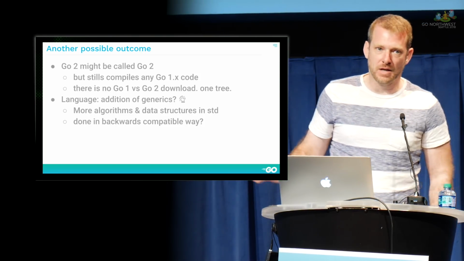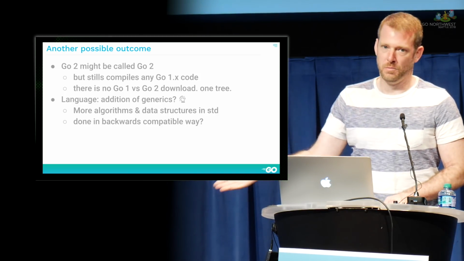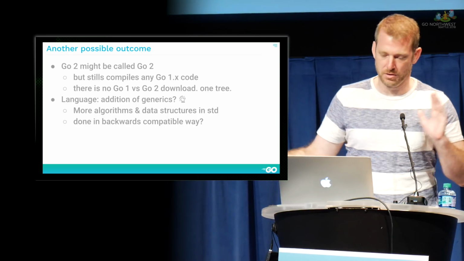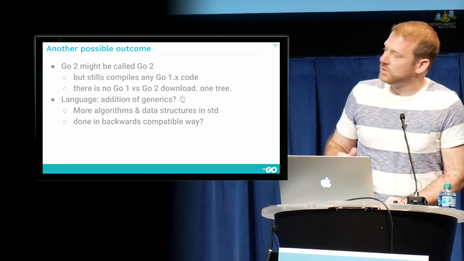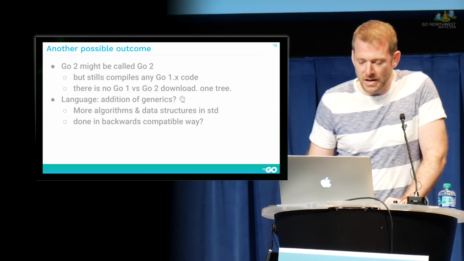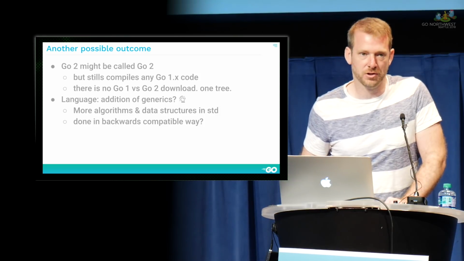Another possible outcome is we call it Go 2, and it still calls Go 1 code. We don't have separate downloads. I don't think we're ever going to have separate downloads for Go 1 versus Go 2. It'll just be you download the Go release, and it compiles all Go code that exists. But if we call it Go 2, it's probably because it has generics. And we put a bunch of useful stuff in the standard library in terms of data structures and algorithms and stuff.